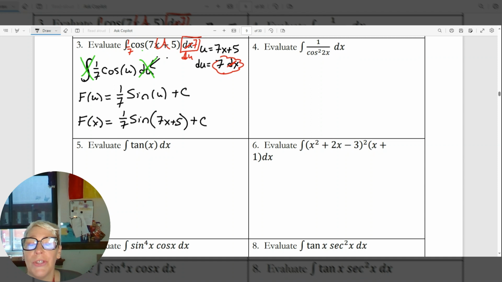All right, those are our first 3 very straightforward examples using U-substitution. The rest of them start to get a little trickier, so we'll make a separate video for those.